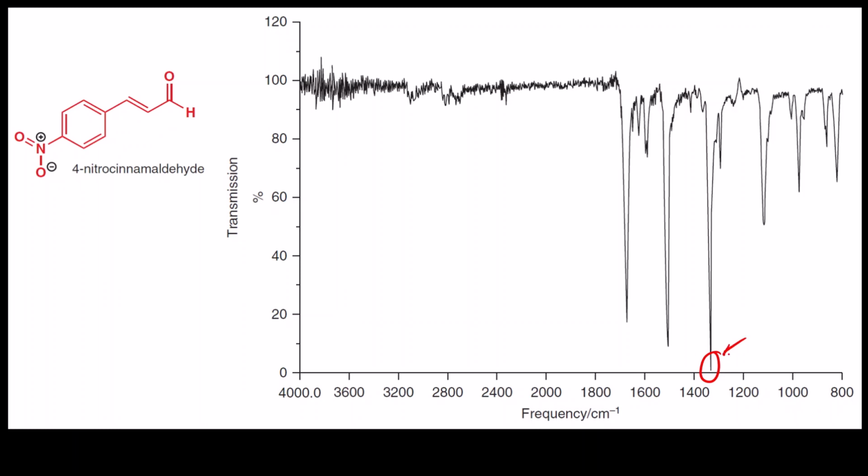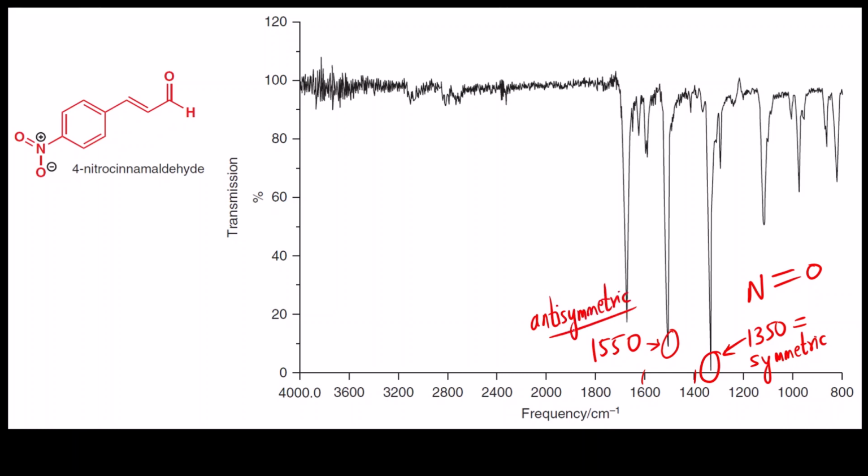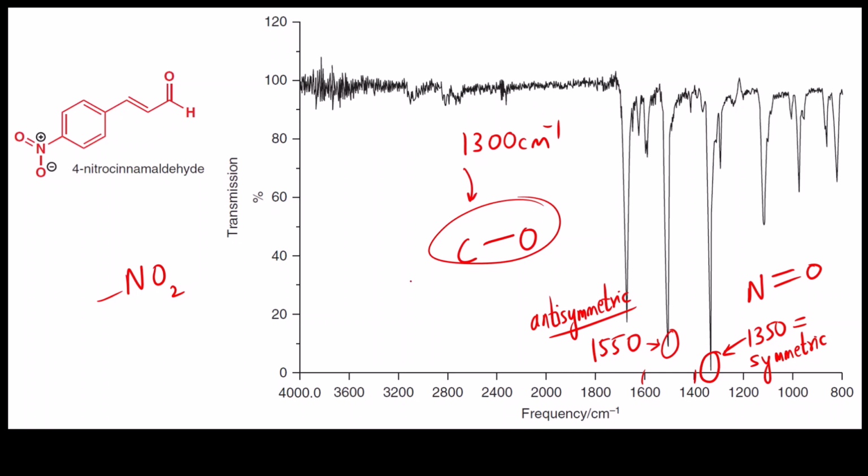So let us see the peaks. Around 1350 is for symmetric stretching. Which bond are we talking about? N double bond O. And around 1550, this is 1400, 1600, so this is 1550. This is for anti-symmetric or asymmetric stretching. This was for the nitro compound. Also remember in this region, one more bond is present, that is CO. If CO bond is present, that is also around 1300 centimeter inverse. That we had seen in alcohols and in esters.